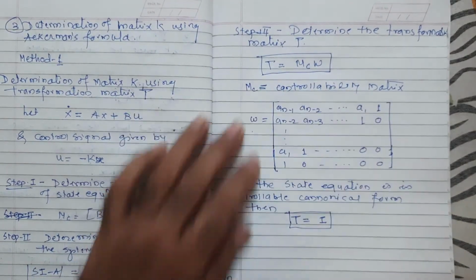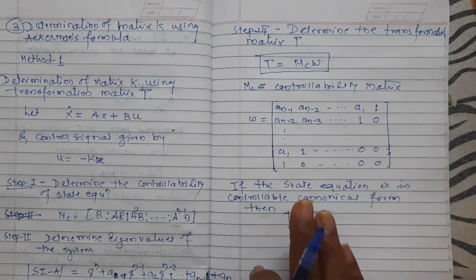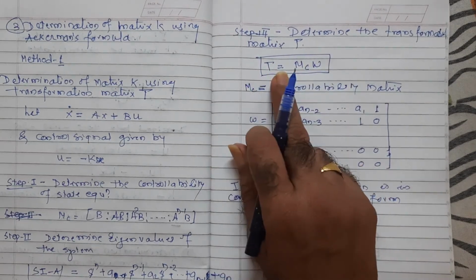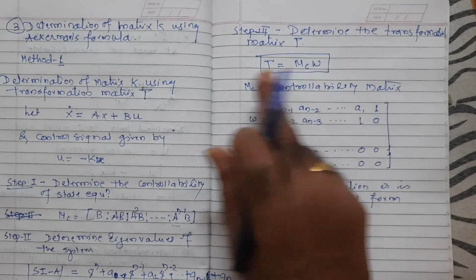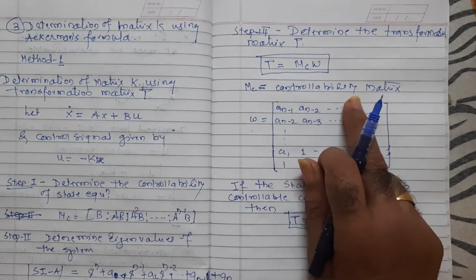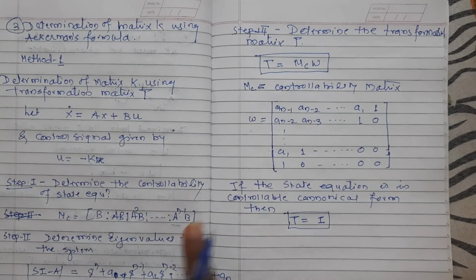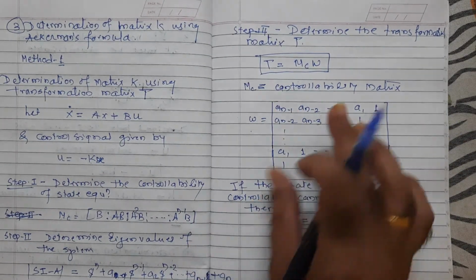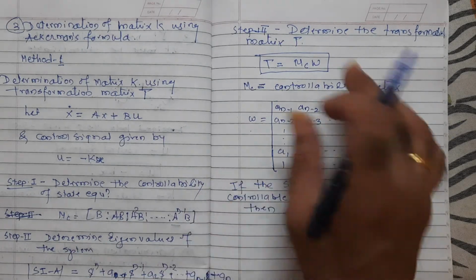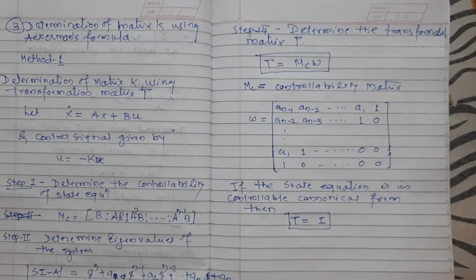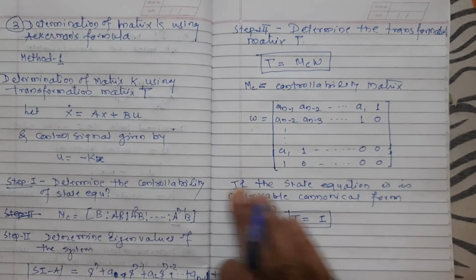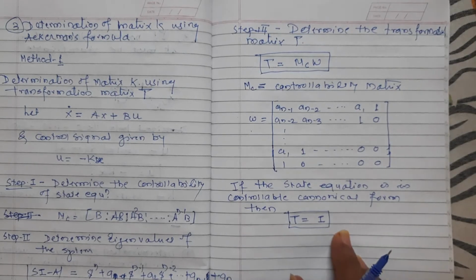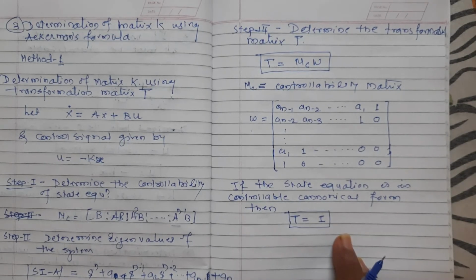If the state equation is not in controllable canonical form, then we have to use this formula: T equals Mc multiplied by W. Mc is my controllability matrix, which is given by this formula, and W is my other matrix, which is given by this formula. So we have to find Mc and W separately and multiply them so that we get T. If the state equation is in the controllable canonical form, then we can directly write T equals I.